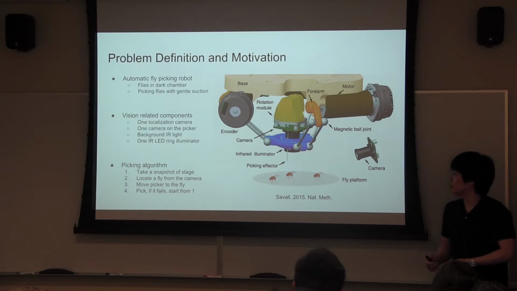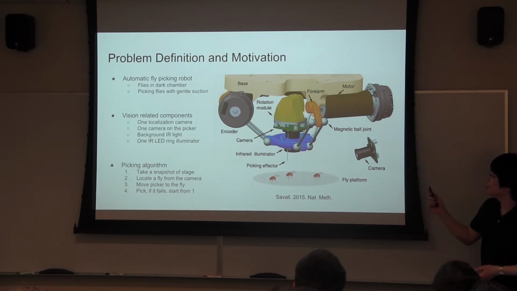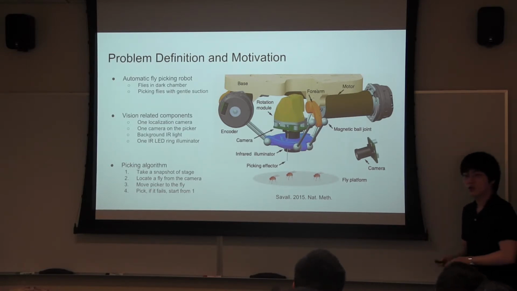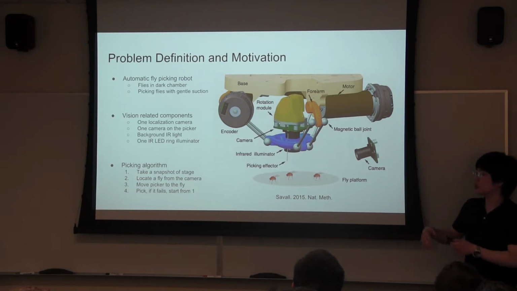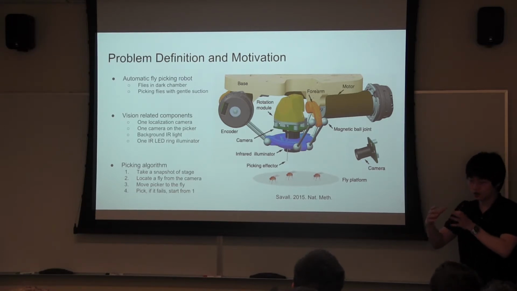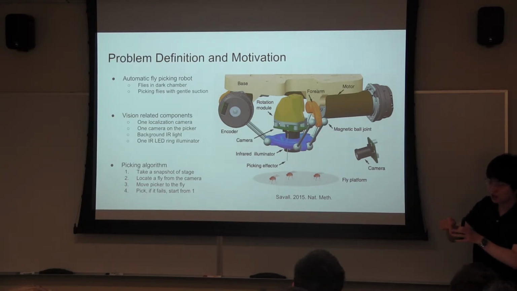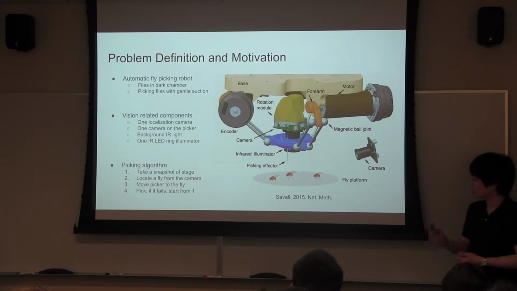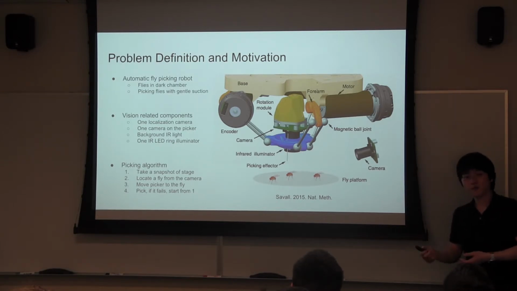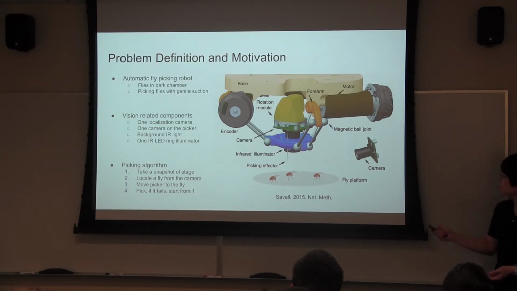One thing I'd like to note here is that the picking algorithm doesn't have a tracking system. Whenever it takes a snapshot of a fly and tries to move to the fly and pick it, the fly may move away in the meantime, and then it has to repeat the same thing over and over again. So for this project, I would like to develop a fly tracking system.